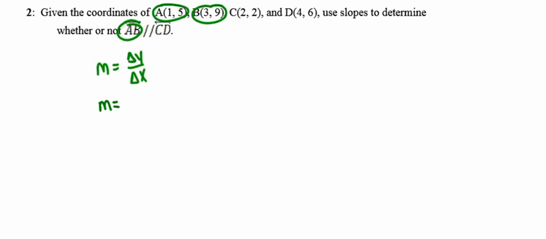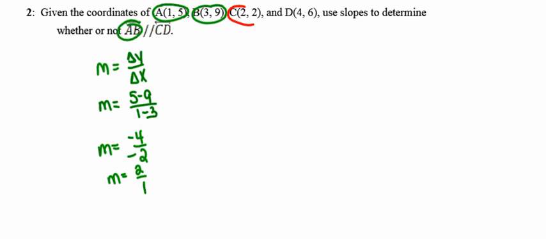The two y values are 5 and 9. Since I used this y value first for A, I must use the x value first for A. So this ends up being -4 over -2, which will simplify or reduce down to 2 over 1.